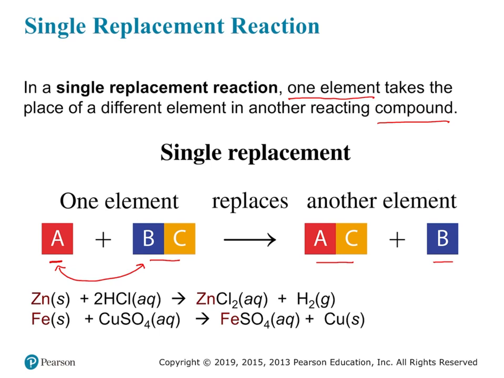Now there are multiple types of single replacement reaction, or I guess examples of single replacement reactions. So for instance, if you have pure zinc and you place it in an acid like hydrochloric acid, HCl, that will produce a compound called zinc chloride and hydrogen gas. So in this reaction, zinc replaced hydrogen in the acid. So zinc now is bonded to chlorine, and then the other product is just pure hydrogen.